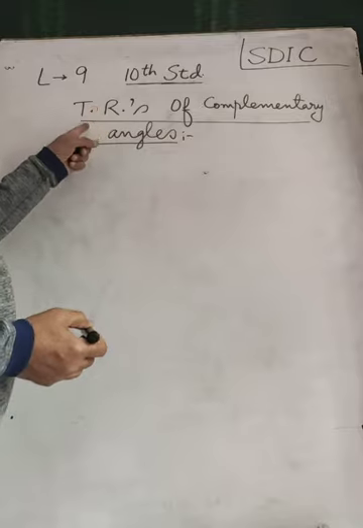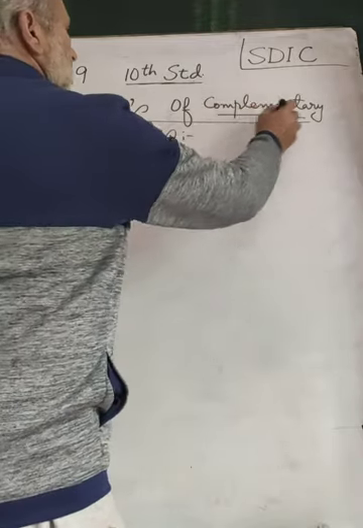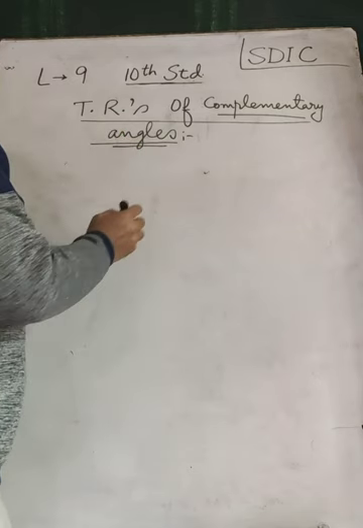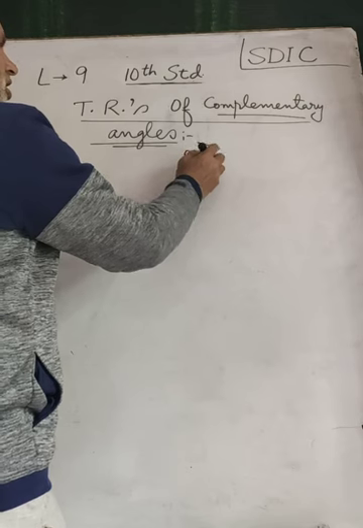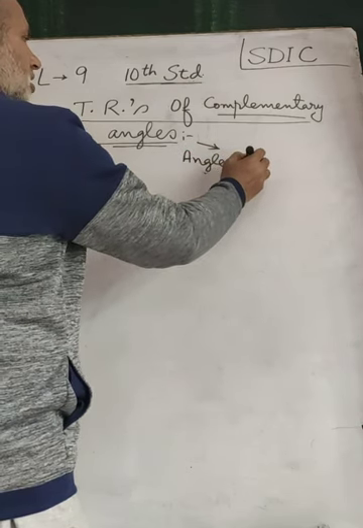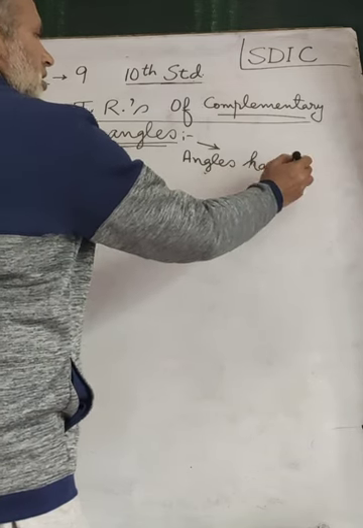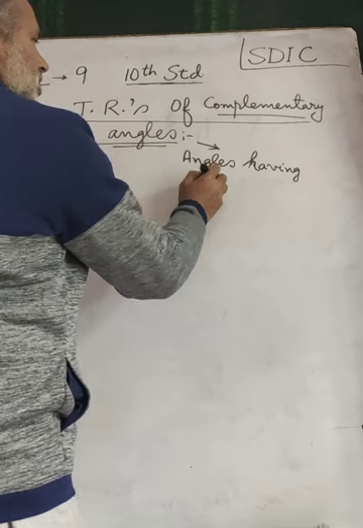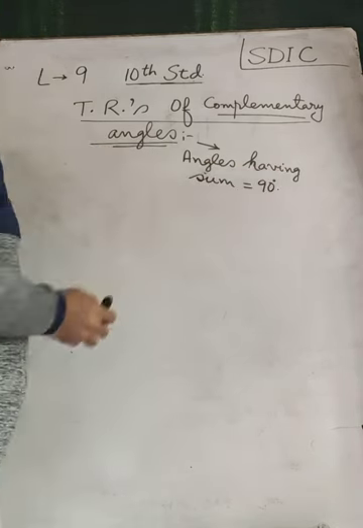Now, before we discuss trigonometric ratios of complementary angles, let us see what we mean by complementary angles. You have read earlier, angles having sum equal to 90 degrees are called complementary angles.